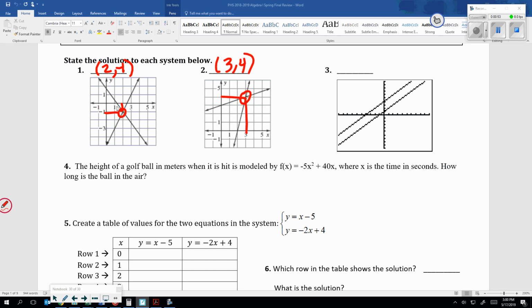Lastly, for 3, if they're parallel lines, as these two are, you're not going to have a solution because they're never going to meet each other.